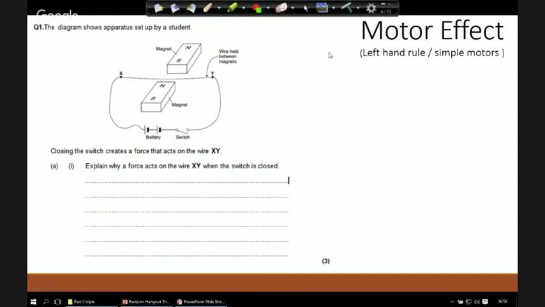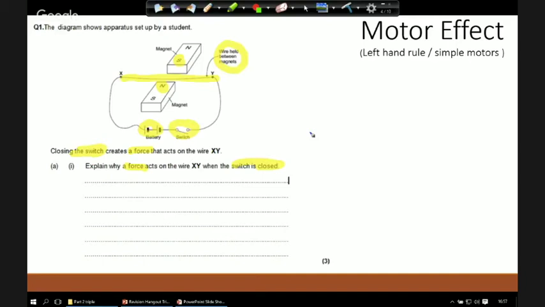Okay, so let's have a little look at a practice question then. So here we go. The diagram shows apparatus set up by the student, and we've got two magnets. We've got our south side here, our north side here. Closing the switch creates a force that acts on the wire XY. Well, here's my wire XY, held between the magnets, and here's my battery, and here's my switch. So explain why, when the switch is closed, it experiences a force.